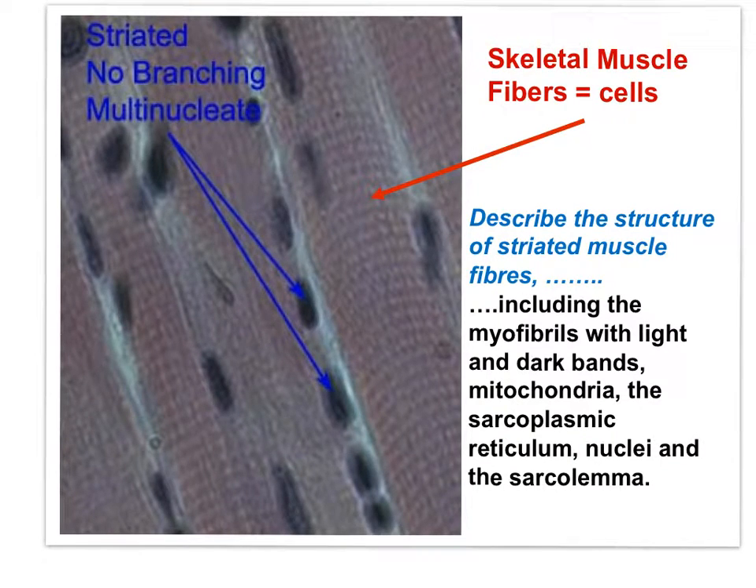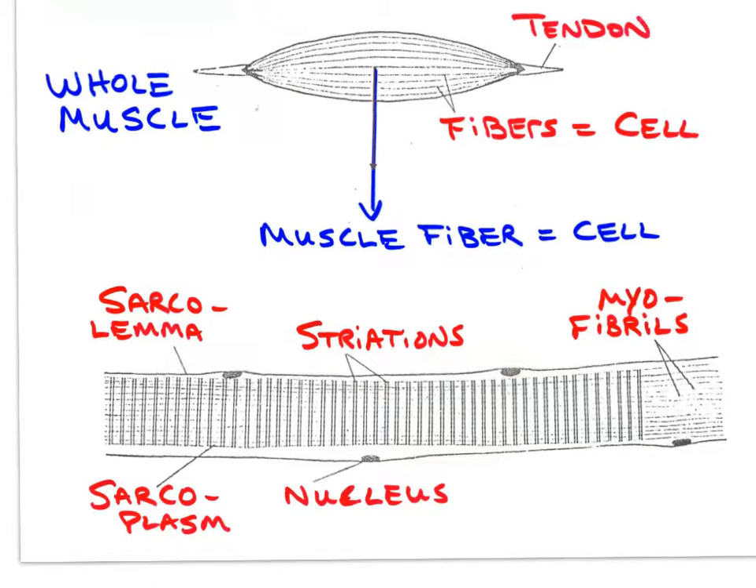Once again, here is a micrograph of a muscle fiber. We can imagine the cell membrane, the sarcolemma. Notice the multinucleate nature of the cell. Also within the cell is a specialized endoplasmic reticulum called sarcoplasmic reticulum. In this diagram we have a whole muscle, and this is one cell, one fiber. The sarcolemma is the cell membrane. The sarcoplasm is the cytoplasm.